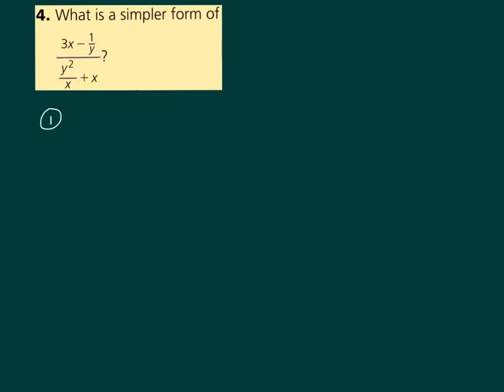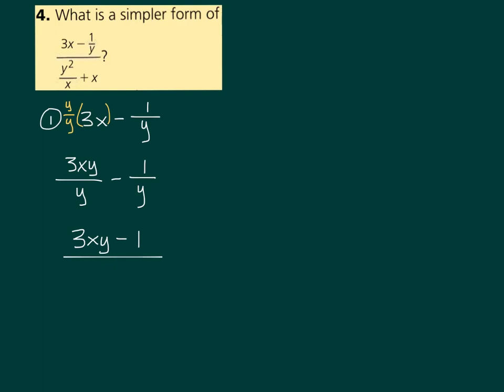First part, what is 3x minus 1 over y? This should look much easier. We need a common denominator. Multiply right here by y over y. So we get 3xy over y minus 1 over y. So why did I multiply by y over y? To get my common denominator. At this point, just combine the two: 3xy minus 1 all over y.